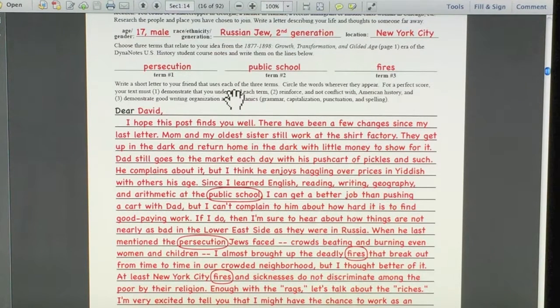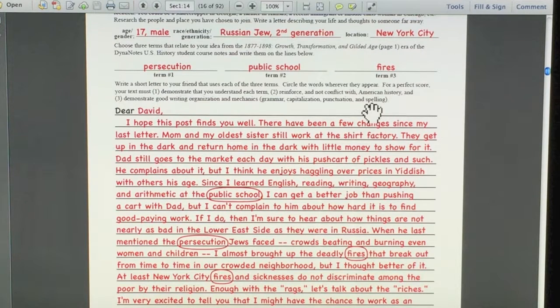Write a short letter to your friend that uses each of the 3 terms. Circle the words wherever they appear. For a perfect score, your text must 1. Demonstrate that you understand each term. 2. Reinforce and not conflict with American history. And 3. Demonstrate good writing organization and mechanics, which includes grammar, capitalization, punctuation, and spelling.